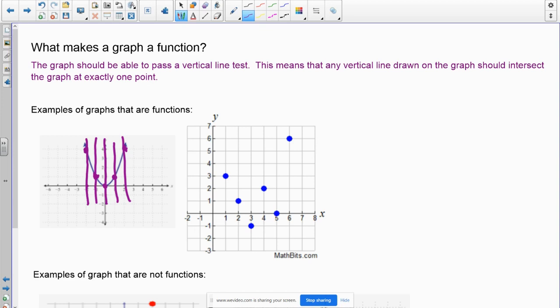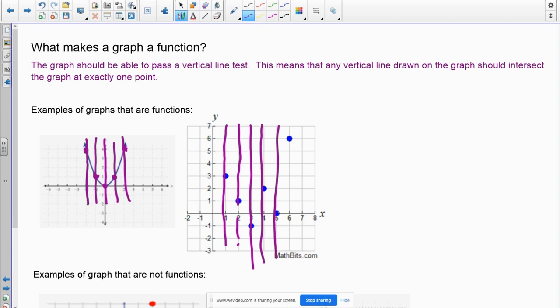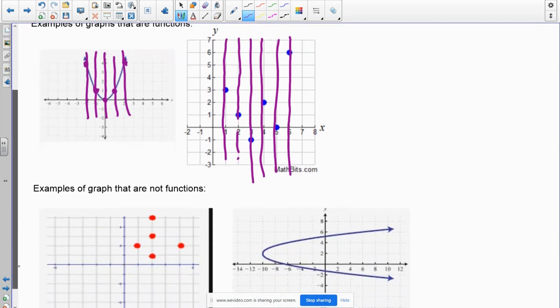And again, we can do it without lines drawn. So there's a vertical line. We input 1, we only got one output of 3. Vertical line only hits once. When I input 2, I get an output of 1. Here, once. When I input 3, I get an output of negative 1. 4 only hits here at 2. It only hits the line once here at 5. It only hits the line here once at 6, an output of 6. So those two are examples of how you can see they are functions.